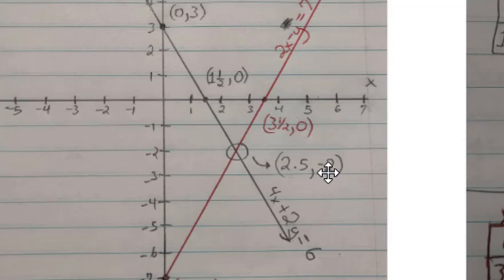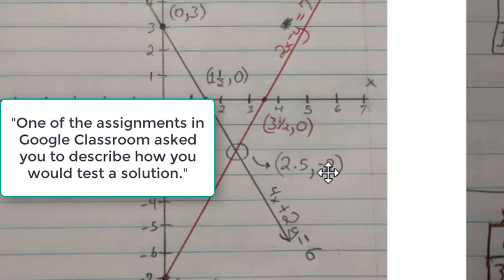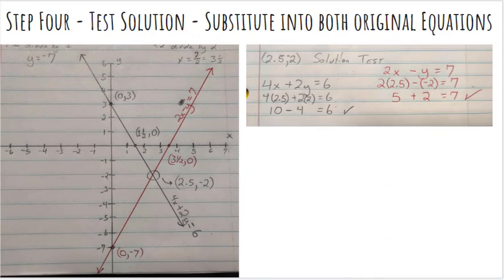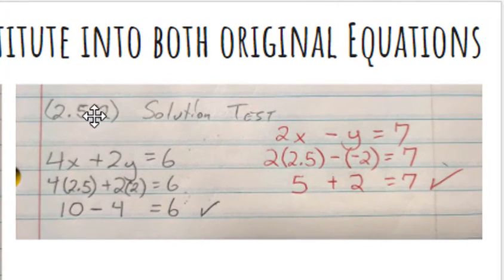Okay? Now, I need to test that solution. So one of the assignments was, how do you test a solution? And this is the way you test a solution. You take the coordinates of that solution and you enter it, substitute it, plug it into whatever verb you want to use, into each of the equations. So here is the solution, 2.5 comma -2, right? And what I'm going to do is I'm going to go ahead and substitute my x and y value into the original equation.